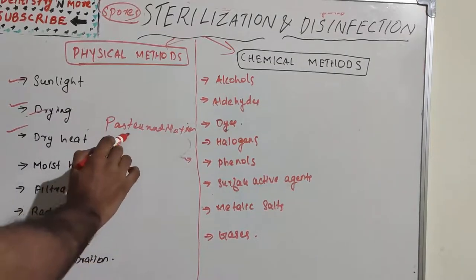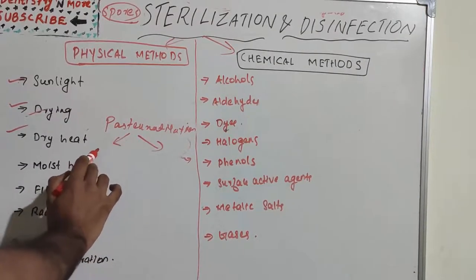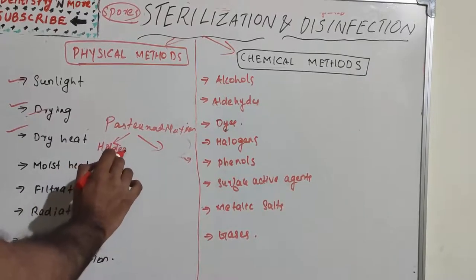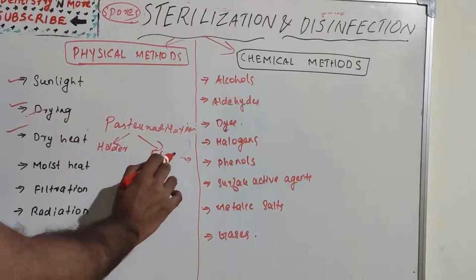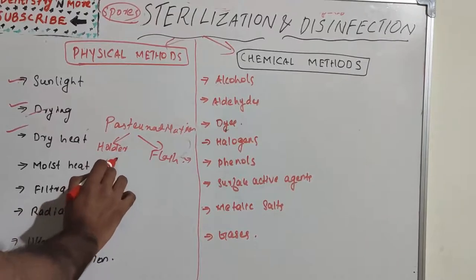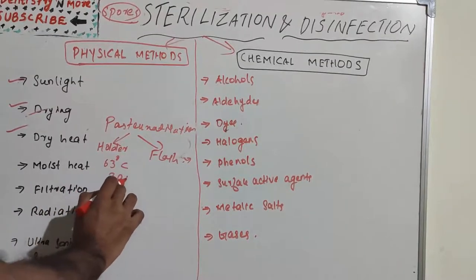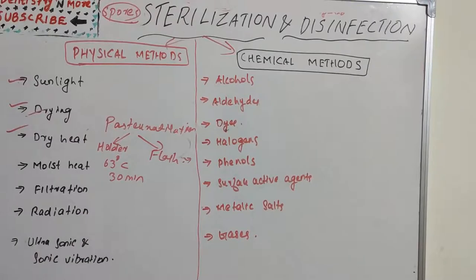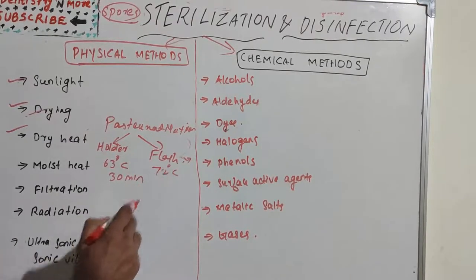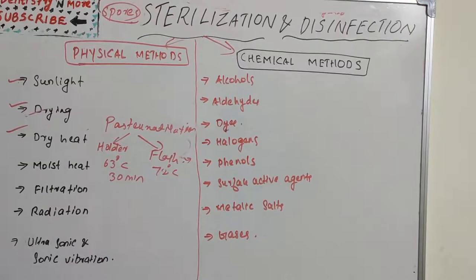So pasteurization, we have two methods. That is, one is holder method and flash process. So holder method is 63 degrees Celsius for 30 minutes, whereas a flash process is 72 degrees Celsius for 20 seconds.